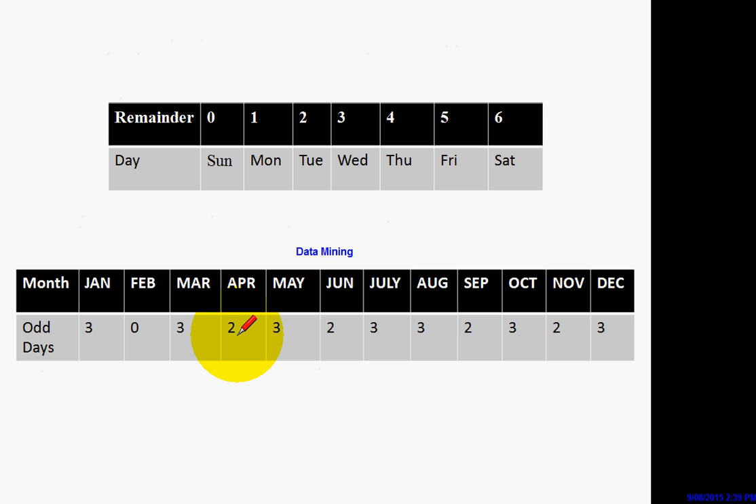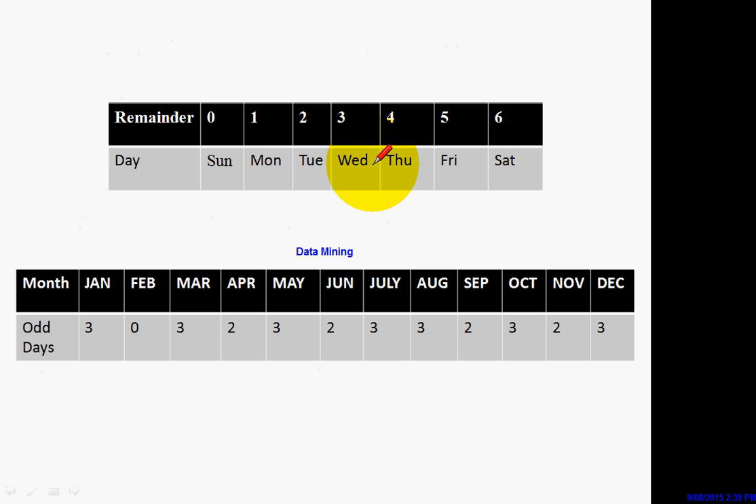This slide shows the days corresponding to the odd days. If the odd day is 0, then what is the day? Sunday. If the odd day corresponds to 1, then the relevant day will be Monday. Likewise, it proceeds till Saturday, up to 6.